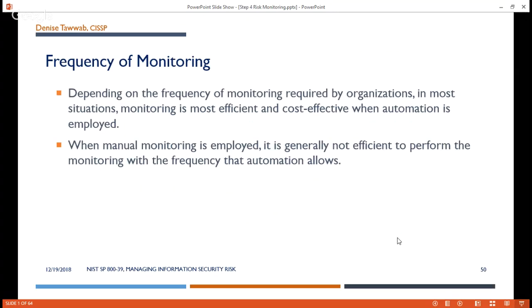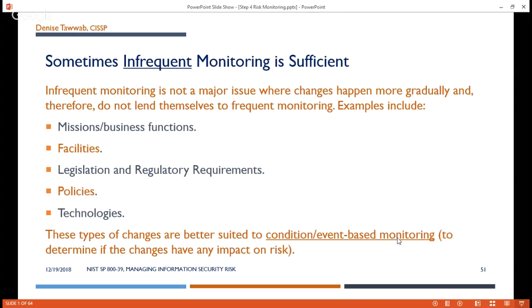Depending on the frequency of monitoring required by organizations, in most situations, monitoring is most efficient and cost effective when automation is used. When manual monitoring is employed, it is generally not efficient to perform the monitoring with the same frequency that automation allows, and that's just common sense. Sometimes infrequent monitoring is sufficient though. Infrequent monitoring is not a major issue where changes happen more gradually and therefore don't lend themselves to frequent monitoring.